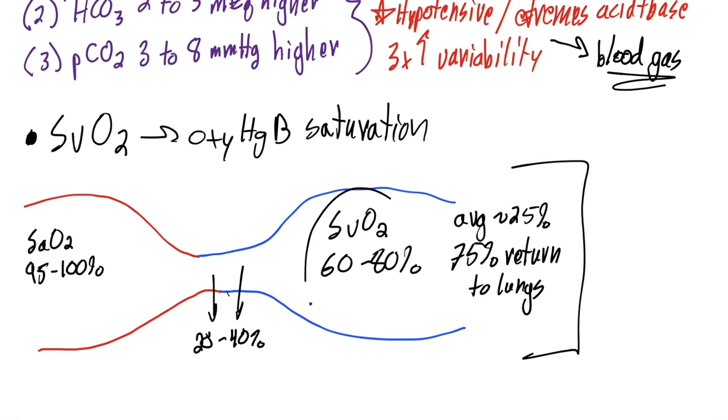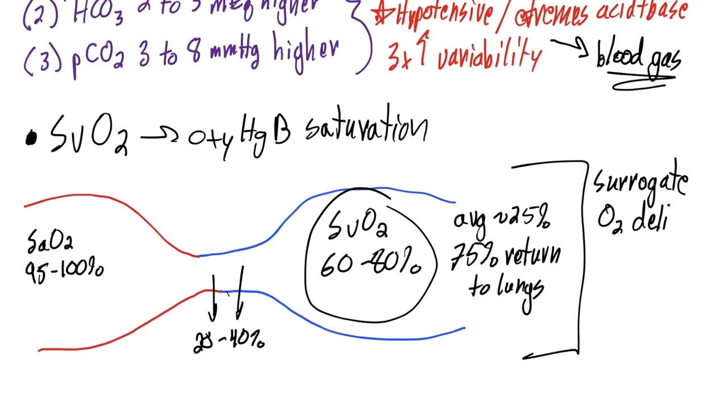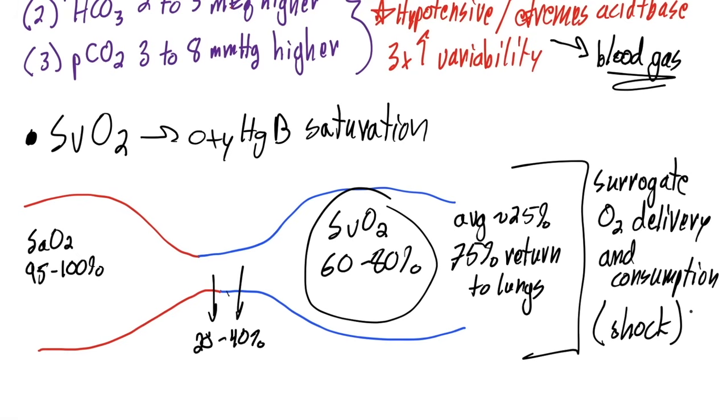And this value, if taken centrally, right, off a central line, because you want to be sampling from that superior vena cava, can be used as a surrogate to measure oxygen delivery and oxygen consumption, which can be useful in terms of managing and diagnosing shock. So let me know if you guys are interested in us doing a video on that. I think it's an interesting topic and one that is worthwhile discussing.